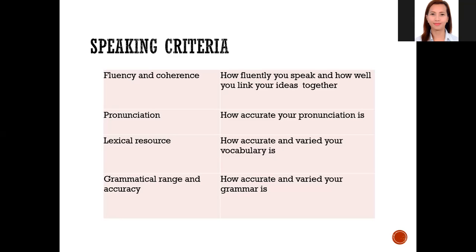Practical and pragmatic, same meaning. Okay, grammatical range and accuracy: how accurate and varied your grammar structure is. So be careful with this and listen carefully to the question. What is the structure of the question? If it is in a past form, you have to answer with a past form. If it is in a present form, you have to give your answer in a present form.